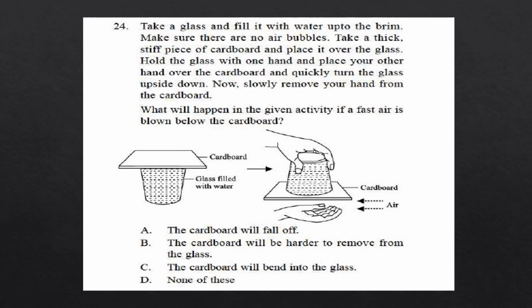What will happen in the given activity if a fast air is blown below the cardboard? Option A. The cardboard will fall off. B. The cardboard will be harder to remove from the glass. C. The cardboard will bend into the glass. D. None of these. And the right answer is option A. The cardboard will fall off.